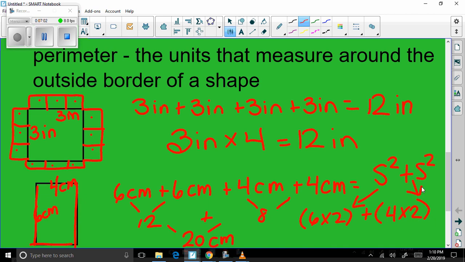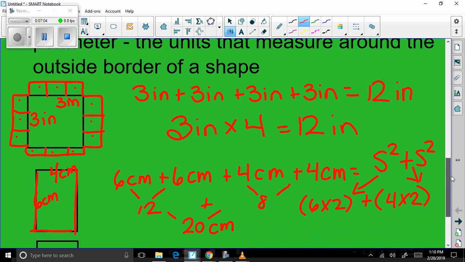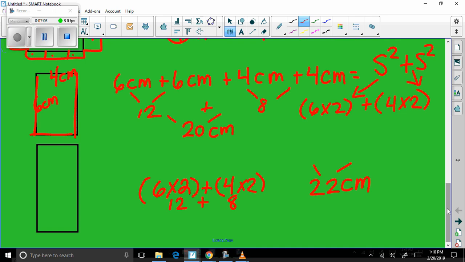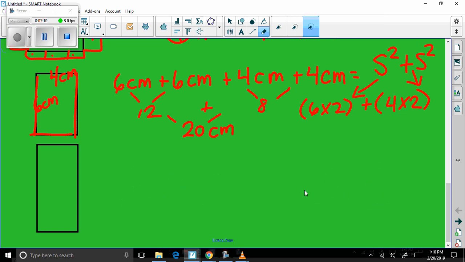You also might see someone say side squared plus side squared, which is the same thing as this. Okay? And so while this has a perimeter of 20 centimeters, the other shape that I had, let's do some erasing. The other shape that I had down here that was 8 centimeters and 3 centimeters, even though it has the same area of 24 square centimeters, it's going to have a very different perimeter because the side lengths are different. So the distance around it takes different.